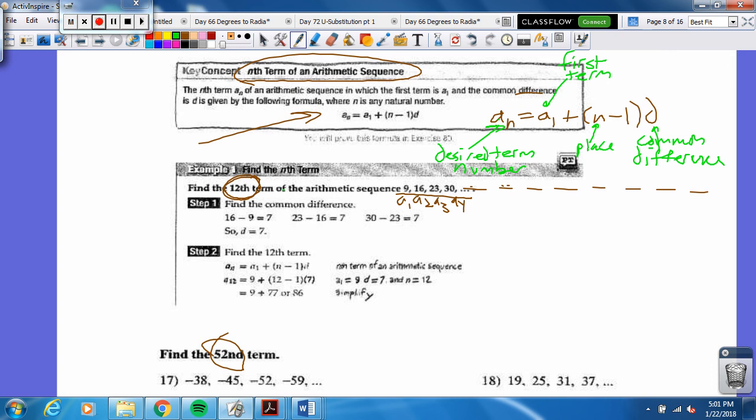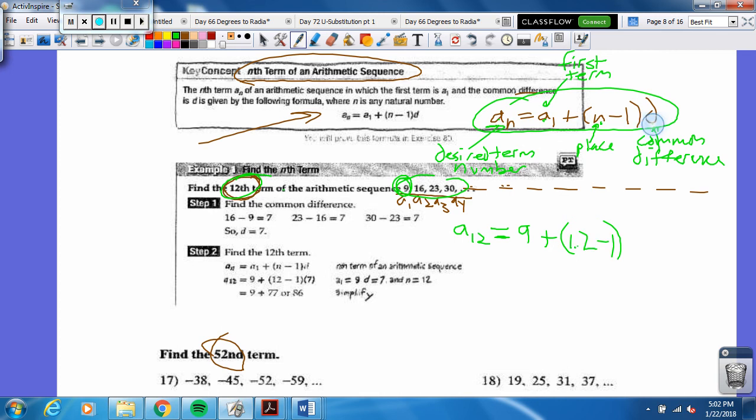Let's see this in action. Looking at this right here, I don't want to do this whole thing. I want the 12th term of this sequence, so I want a_12 equals. a_1 is first. What's the first term in the sequence? 9. Put 9 right there. Plus n. n is the place I want, the 12th place, so it would be 12 minus 1.